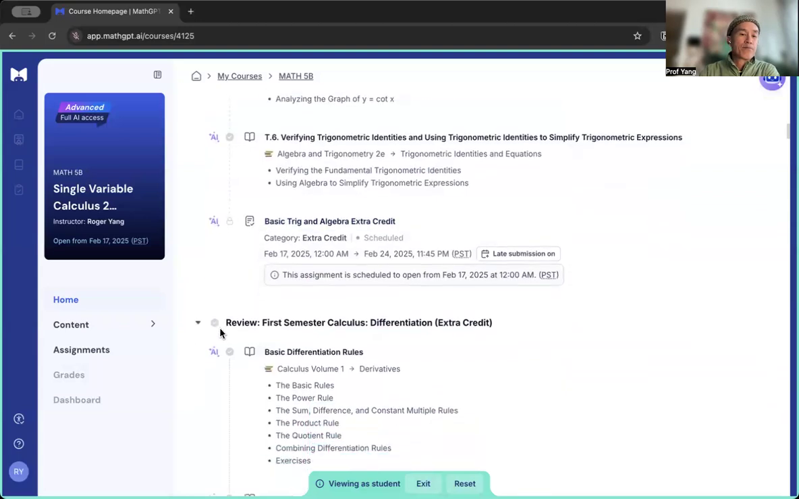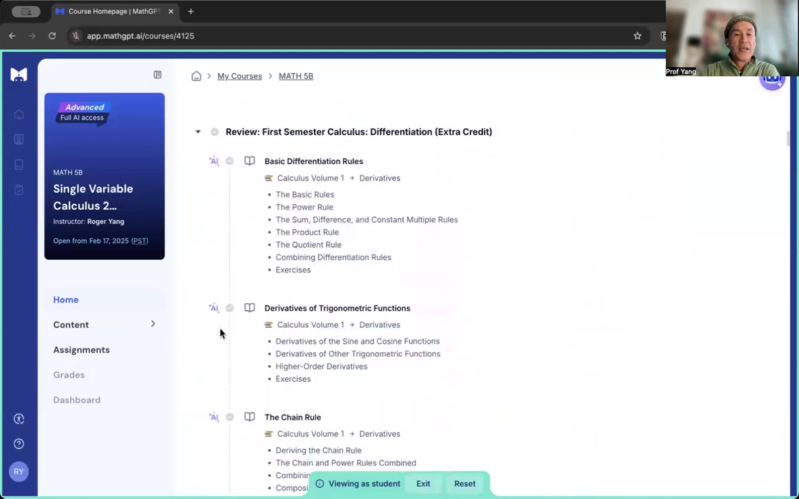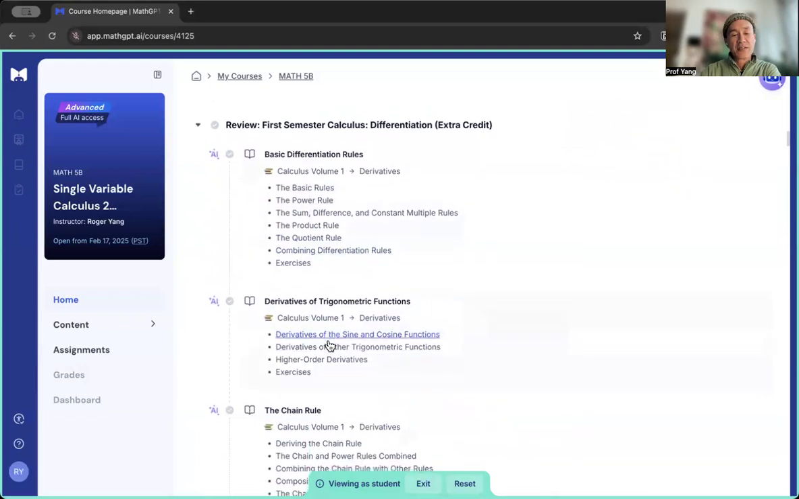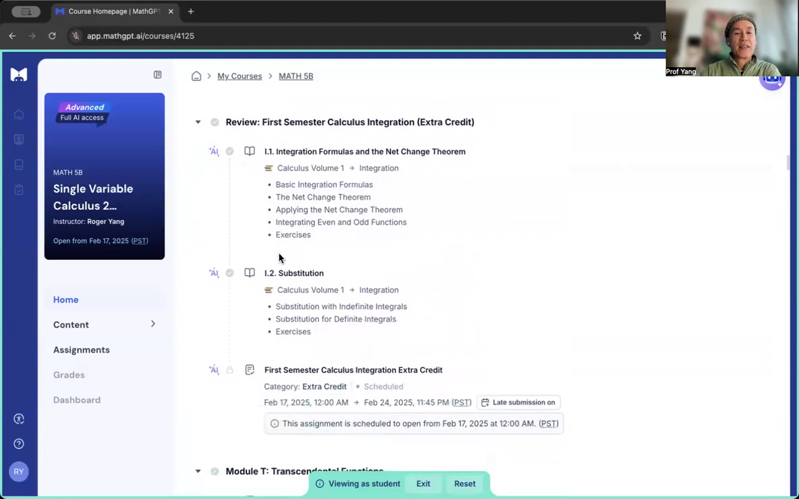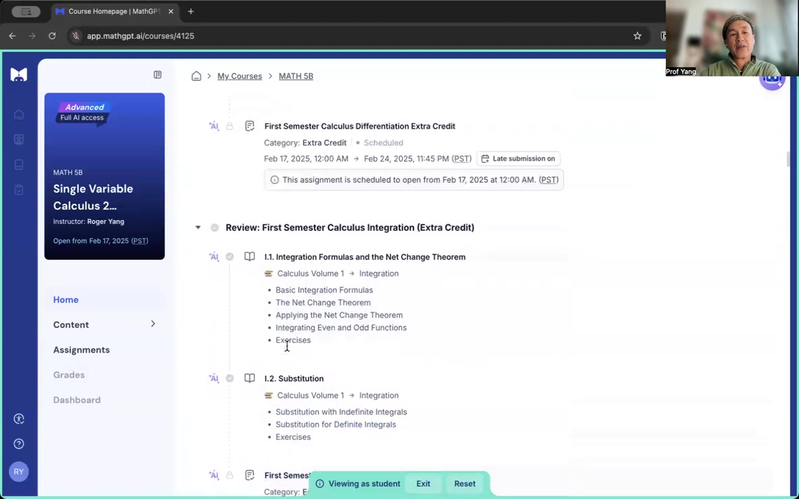So there's a section of review for trigonometry. There's a section of review for differentiation and an extra credit assignment for that. And finally, there's a section of review for integration, and there's an extra credit assignment for that.